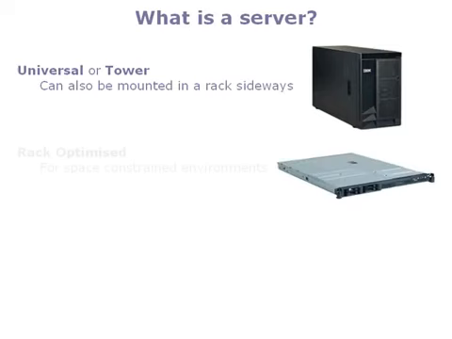Rack-optimized servers are typically much lower in height than tower servers, designed to make better use of the space available within 19-inch racks. The height is measured in units, or U, 1 U being 1.75 inches. The most popular formats are 1U and 2U.